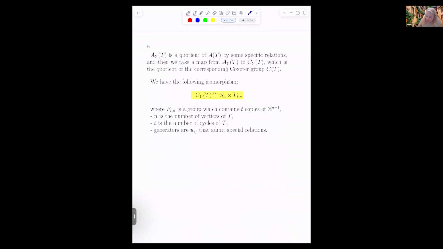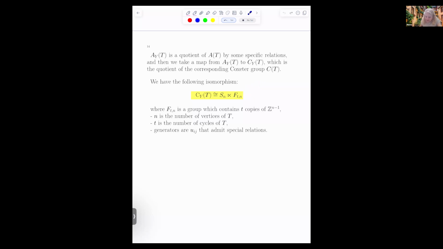So we take our quotient AYT and project it onto CYT, which is a quotient of the Coxeter group CT by the squares of the generators. And we know by that joint work that this quotient of CT, which I call CYT, is isomorphic to some very nice semi-direct product of the symmetric group Sn with some specific, very special group FTN, which is very, very convenient. Again, I cannot give you all the information now, but I can interest you in this later on.